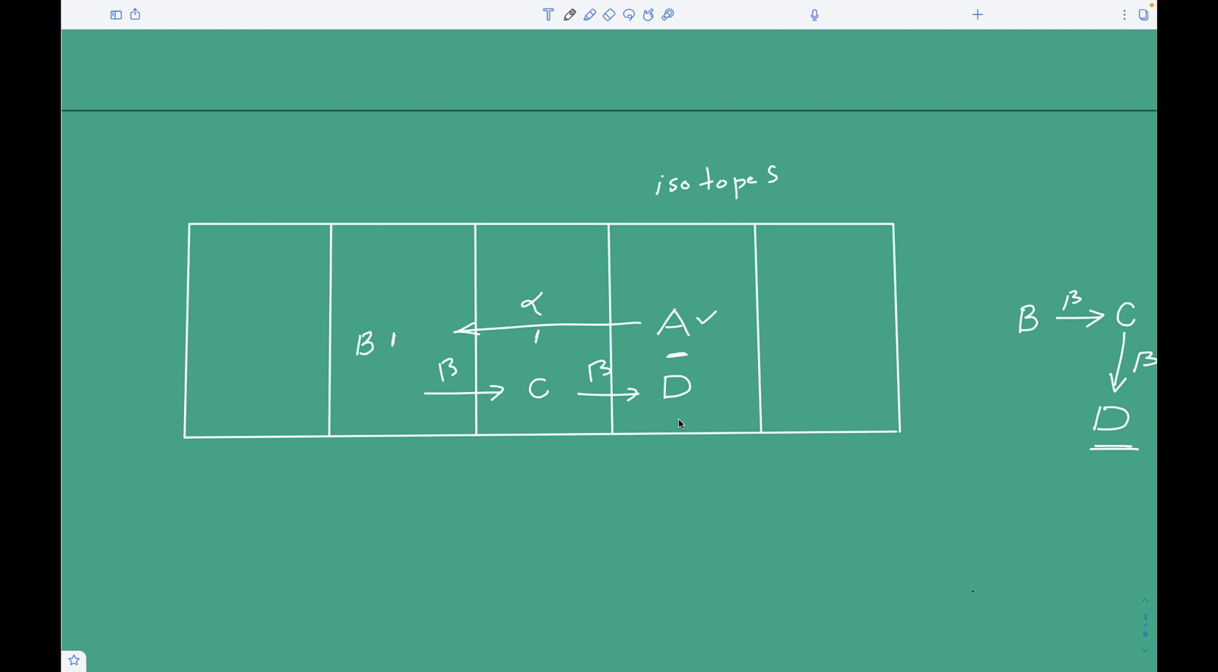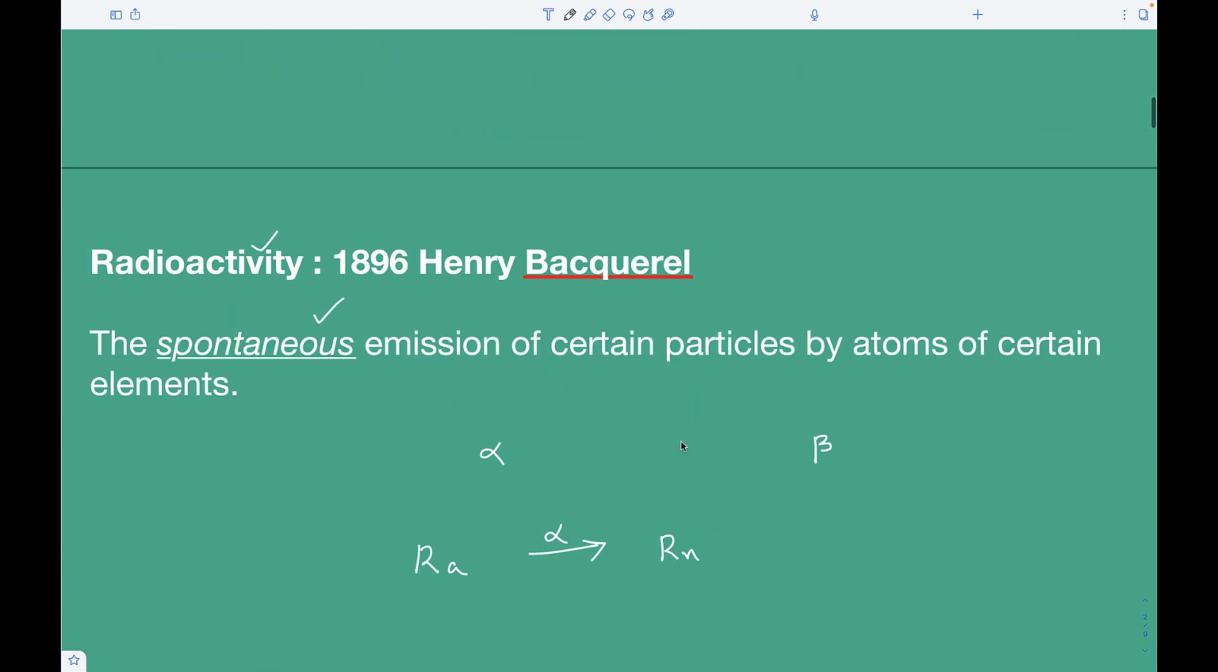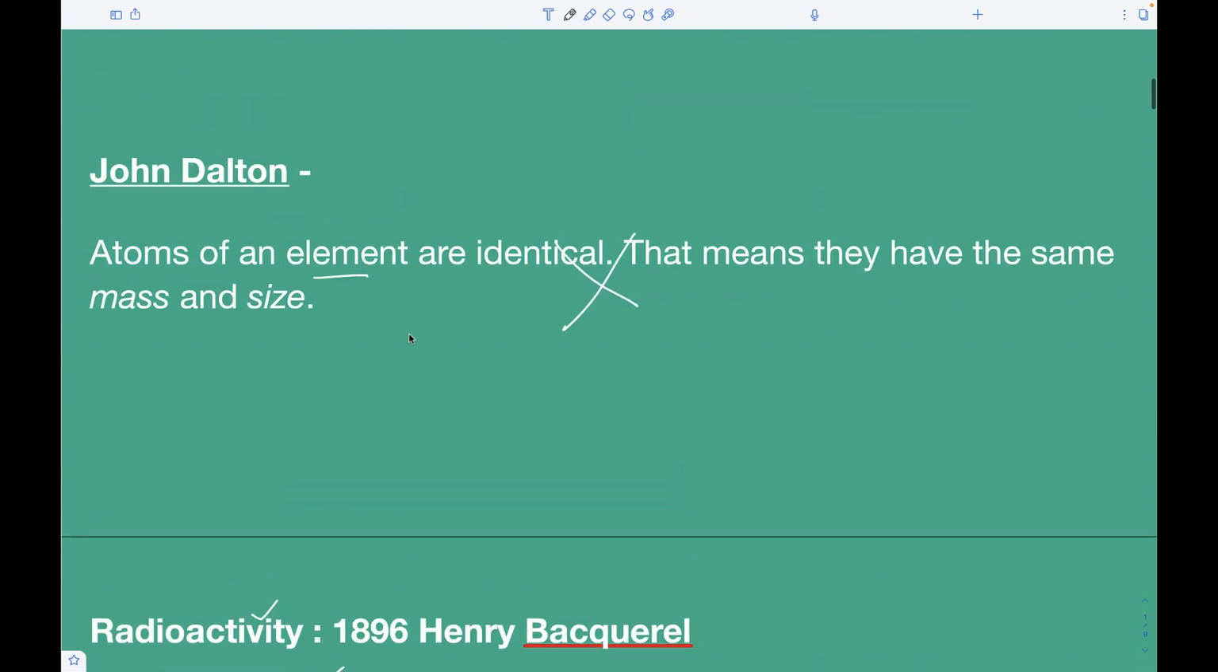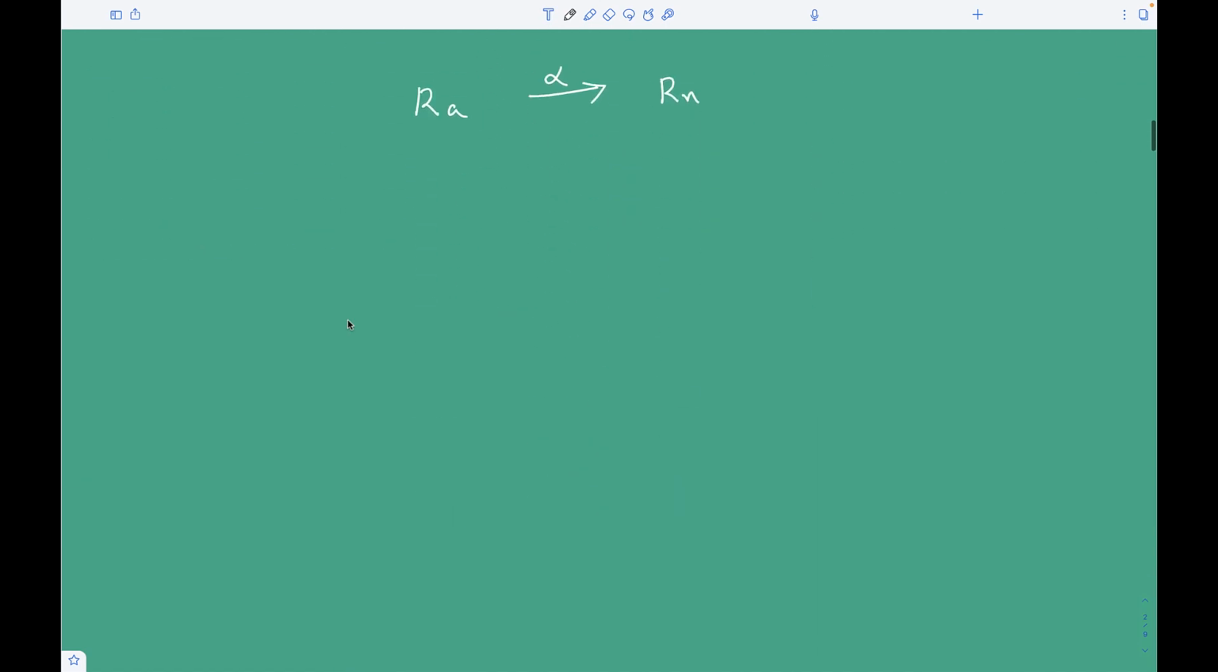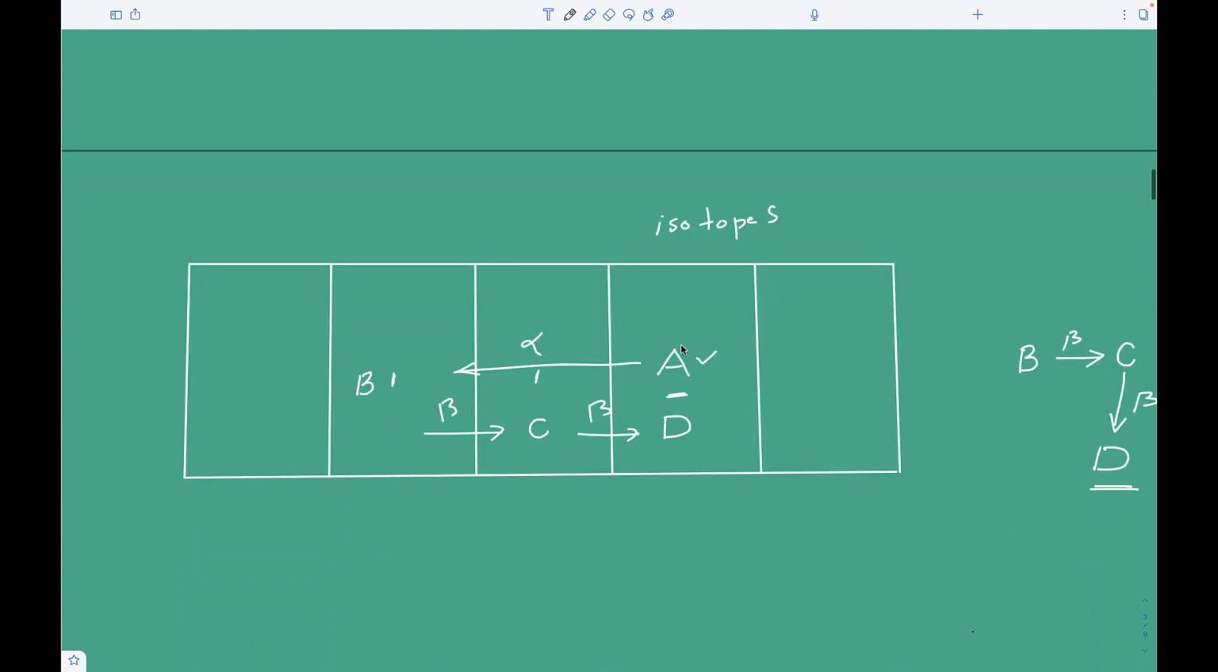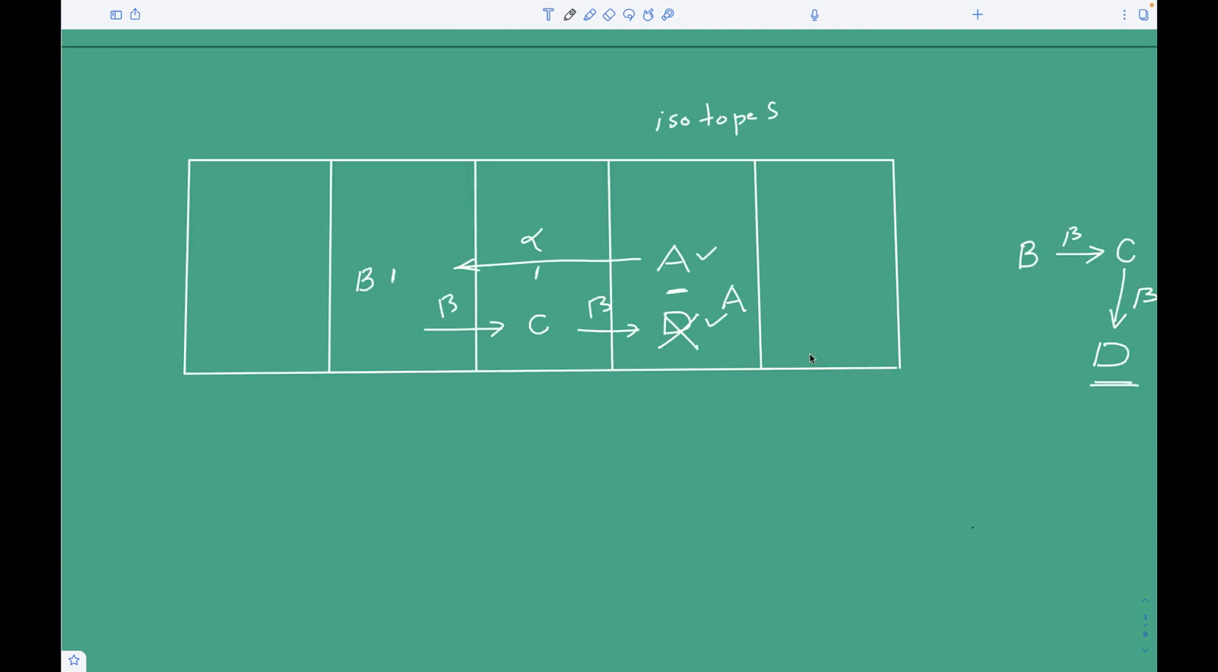That means John Dalton was wrong. Dalton proposed that atoms of an element are identical and they must all have the same mass and size. But Soddy found that atoms of an element need not have the same mass. Today we have discovered that there are many elements that have more than one naturally occurring isotope.